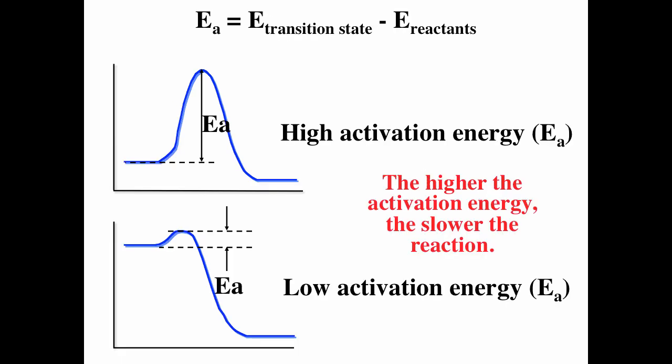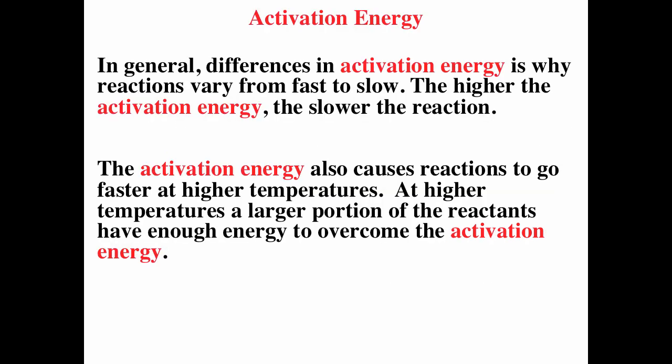Now the activation energy, the larger the activation energy, the bigger the hill that you have to go over to cause the reaction. And so the larger the activation energy, the slower the reaction, the smaller the rate constant. And so on the top one, we should expect that the rate constant is going to be smaller than on the bottom one. And again, remember, activation energy is just the difference in energy between the transition state and the reactants.